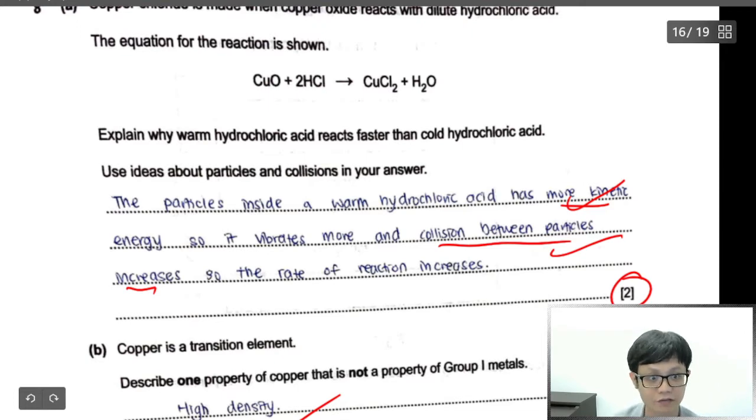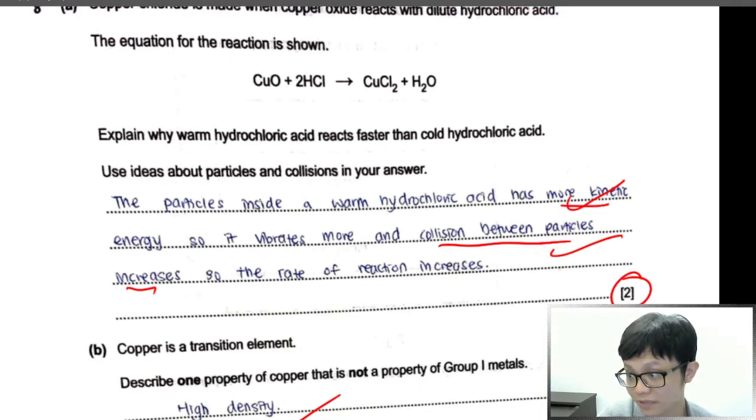You get 2 marks here, because the first keyword is more kinetic energy. It is science, so it depends on how you want to write it. As long as there is the keyword, the examiner will give you 1 mark: more kinetic energy. Another mark is because with more kinetic energy, there is more chance of collision between particles.